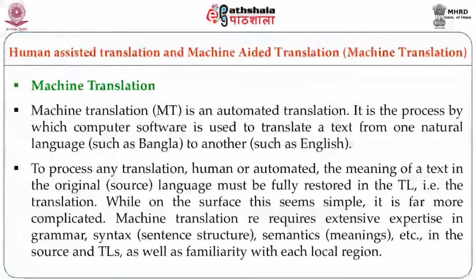To process any translation, human or automated, the meaning of a text in the original or source language must be fully restored in the target language, like the translation. While on the surface this seems simple, it is far more complicated. Machine translation requires extensive expertise in grammar, syntax or sentence structure, semantics or meanings, etc. in the source and target language, as well as familiarity with each local region. So you can understand that we need very much developed software to use for machine translation.